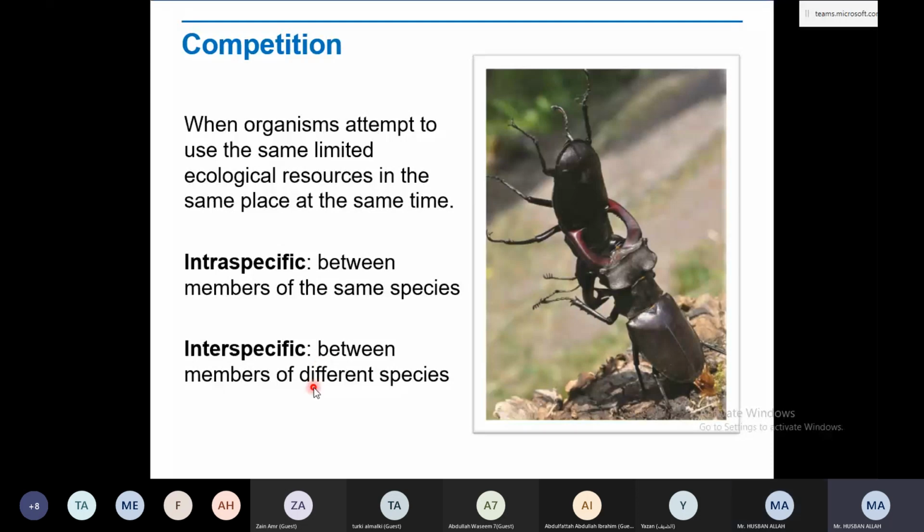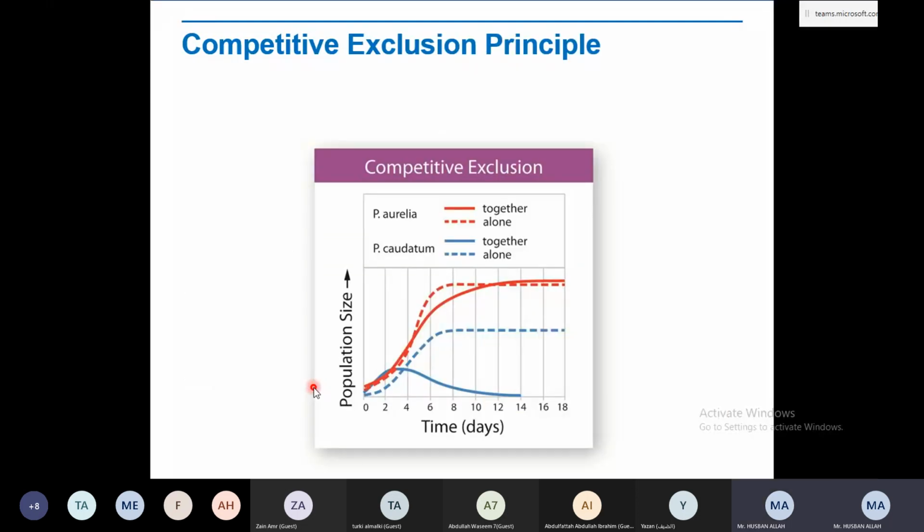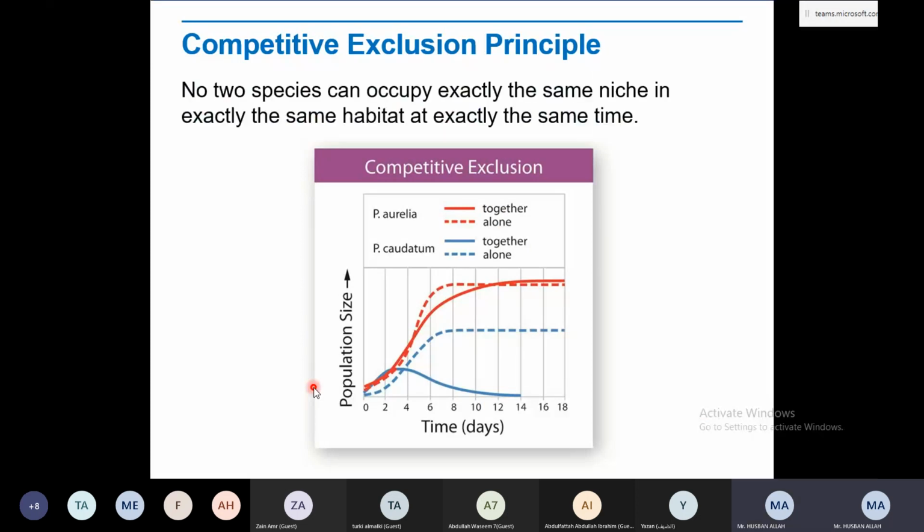Okay, fine. The competitive exclusion principle. The diagram which you have, right? Competitive exclusion principle: no two species can occupy exactly the same niches in exactly the same habitat at exactly the same time. So the competitive exclusion principle states that no two species, not one species, can occupy exactly the same niches and exactly the same habitat at exactly the same time, right?